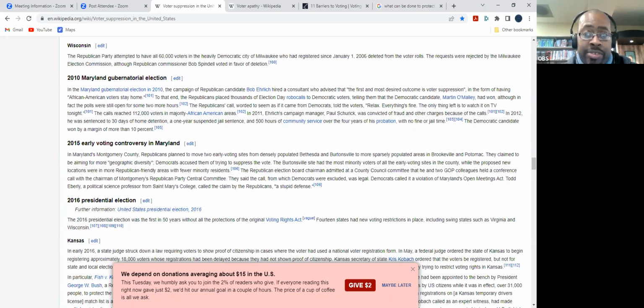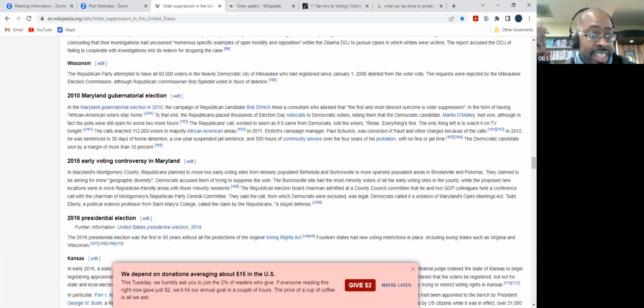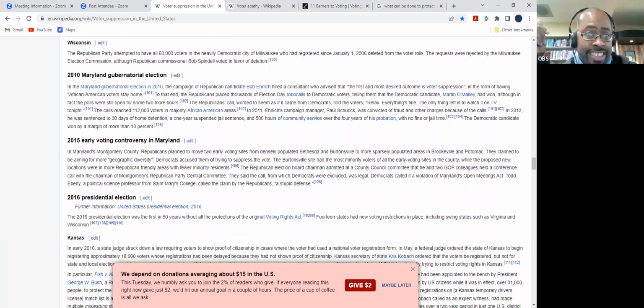The person that was responsible for this was eventually convicted of fraud. He was sentenced to 30 days of home detention, a 1-year suspended jail sentence, 500 hours of community service, and over 4 years of probation with no fines or jail time. So even though this happened, the Democratic candidate was elected governor with a margin of more than 10% despite it.